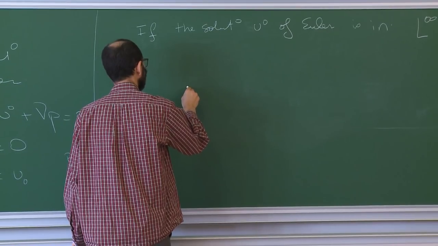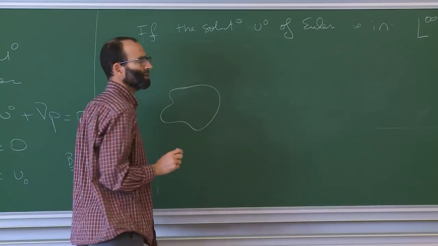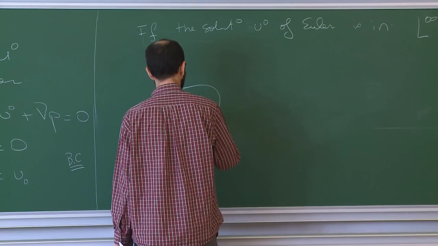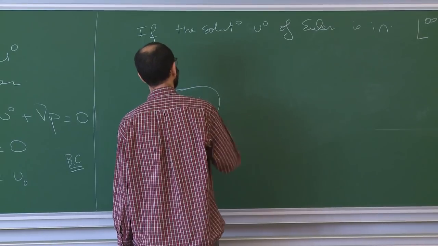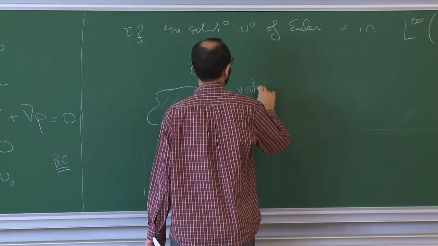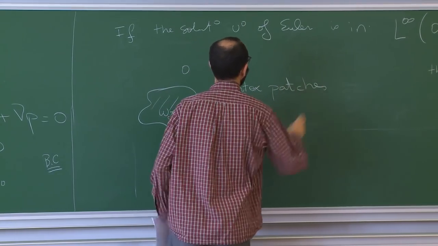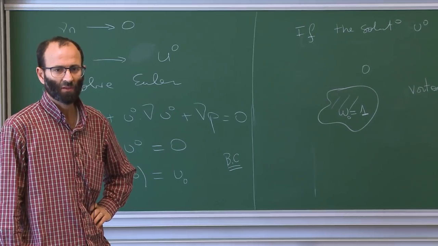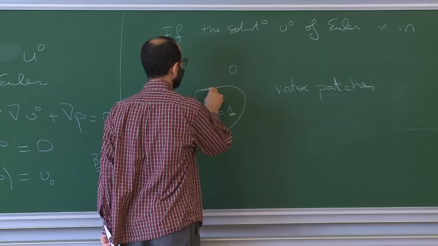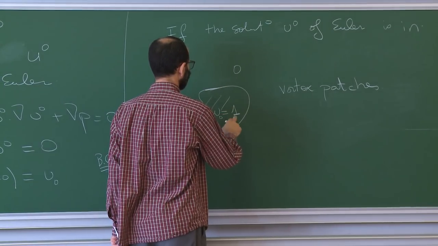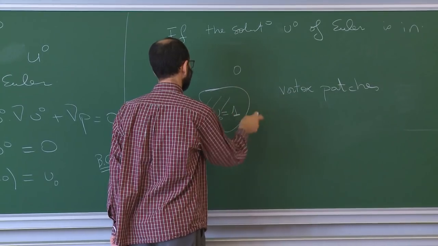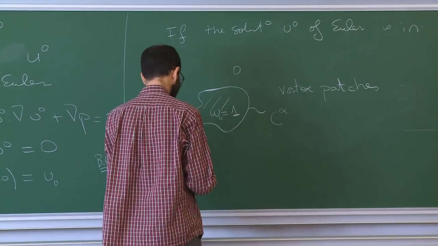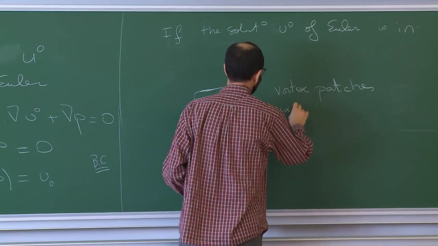a few works dealing with the case where we have what we call vortex patches. This is where the vorticity is, let's say, 1 in a domain and 0 outside. These are called vortex patches, and there's a whole literature dealing with vortex patches. So in general, what we look at is vorticity which is 1 in a domain, and let's say the domain is smooth, at least C alpha, C1 plus alpha.